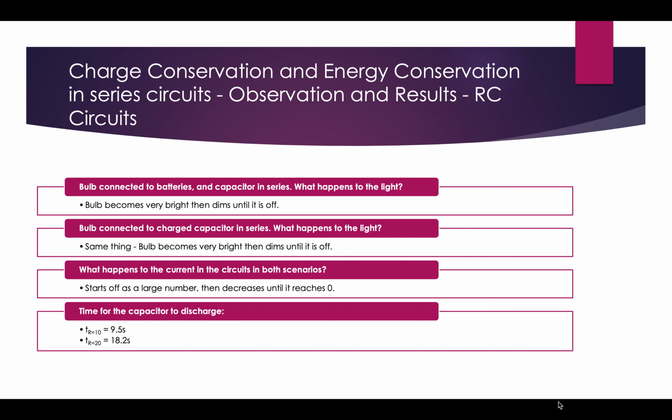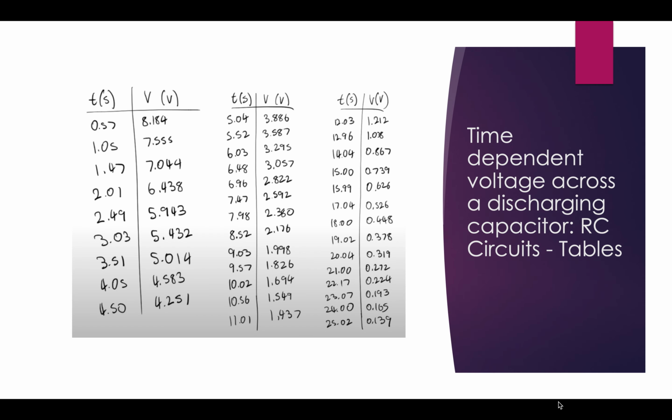We find out that the time for the capacitor to discharge at R equals 10 ohm is 9.5 seconds, and at R equals 20 ohm it is 18.2 seconds. Here is a quick table regrouping all the results and observations we made. I'll give you some time to explore all the records I have made for this experiment.